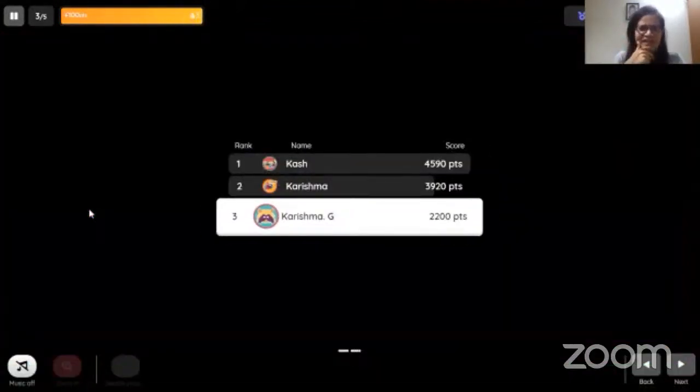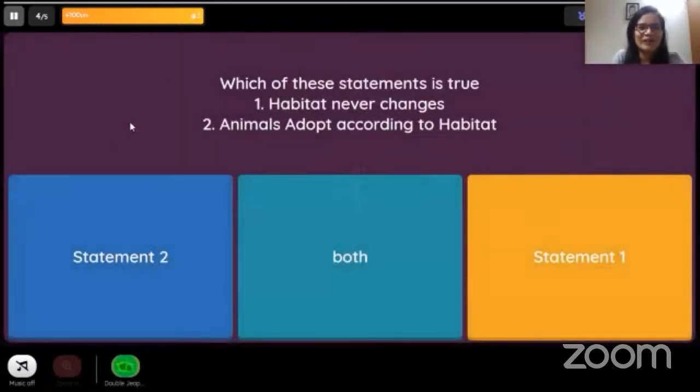This is very easy. Okay, which of these statement is true? Habitat never changes. Animals adapt according to habitat. Should be adapt, sorry. Habitat never changes. That's wrong. Habitat can change. Okay, if there are some animals which migrate, so habitat can change. Okay, migrate means move from one place to another. Animals adapt according to habitat is the correct answer. That is statement 2. Why?